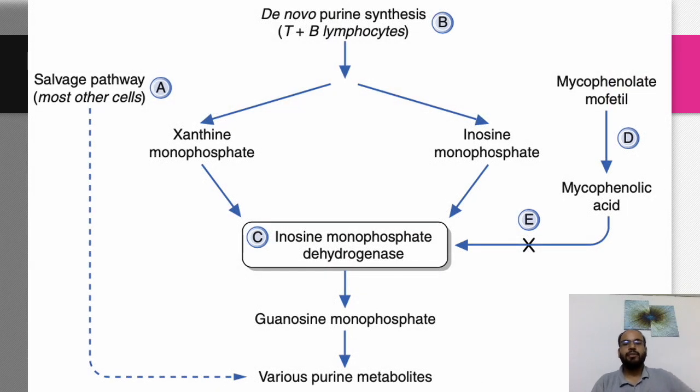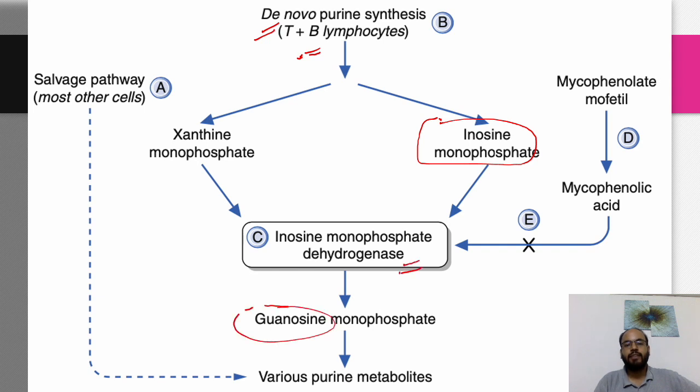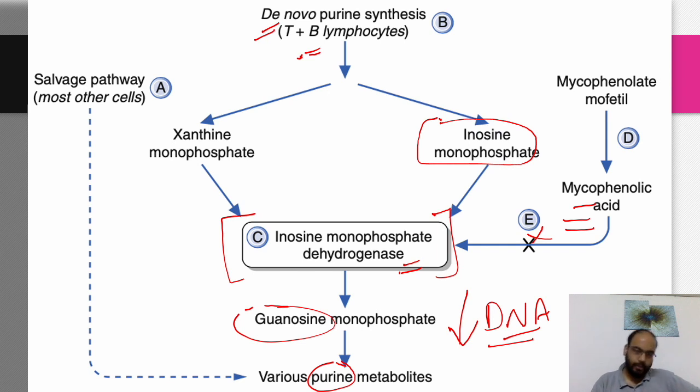So, just to recapitulate shortly, in de novo purine synthesis in T and B lymphocytes, they form inosine monophosphate. Under the action of IMPDH, it forms guanosine and various other purines. This enzyme, IMPDH, gets blocked by mycophenolic acid, and this blockage does not lead to formation of guanosine, and there is decreased DNA synthesis. This leads to decreased proliferation of inflammatory cells and decreased inflammation. Other cells can use the salvage pathway, but not lymphocytes.